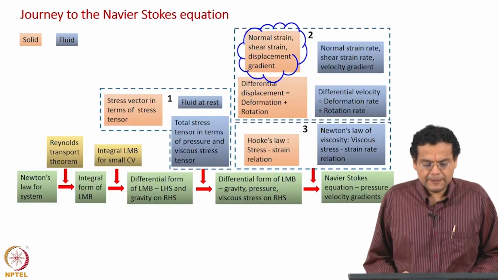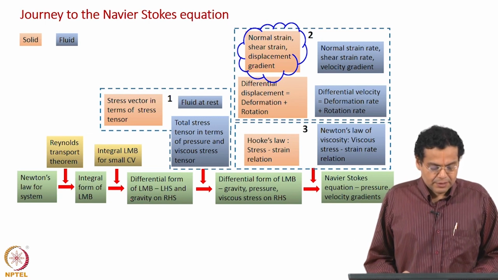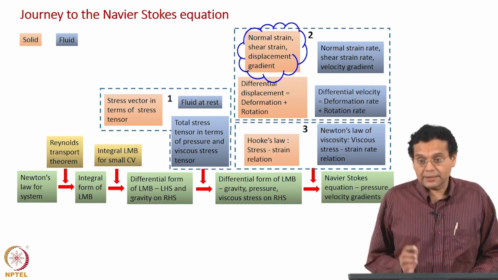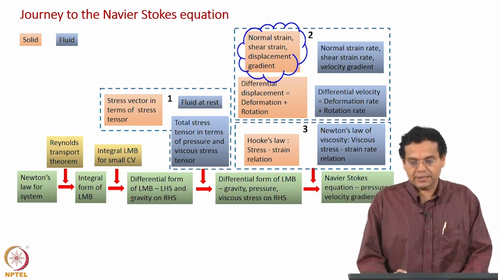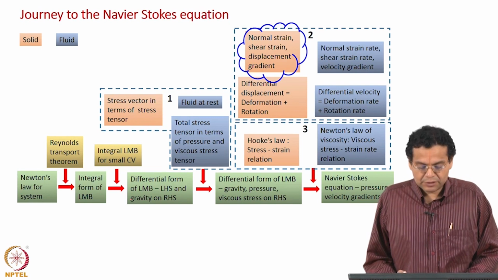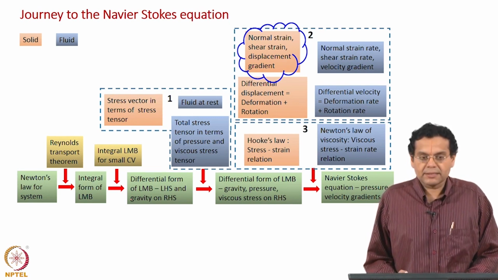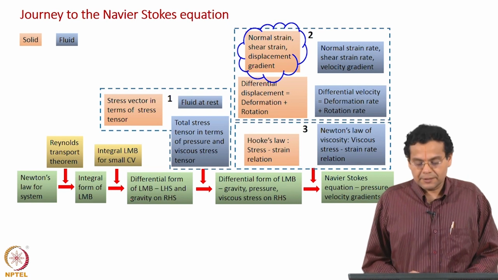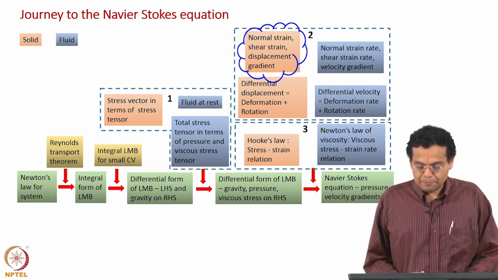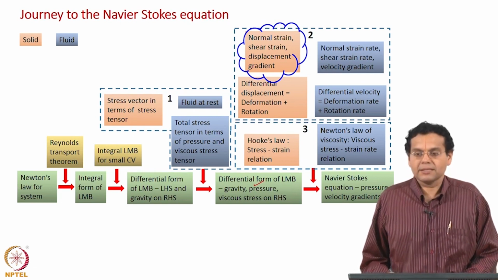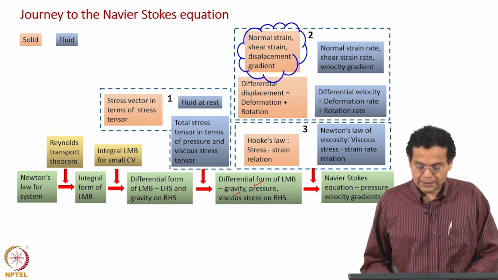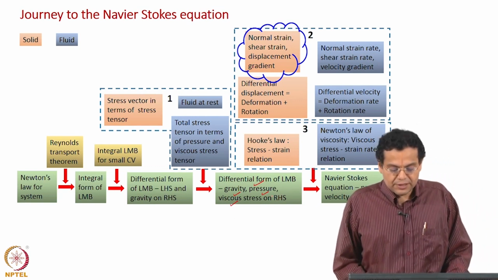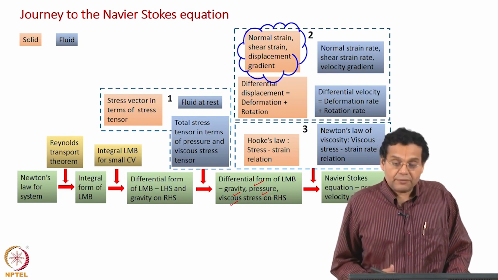In terms of our journey to the Navier-Stokes equation, we started with Newton's law, obtained the integral form of linear momentum balance, then obtained the differential form of linear momentum balance, with the left hand side, and gravity on the right hand side. To understand the surface forces on the right hand side, we took a diversion to solid mechanics, understood stress, came to fluids, understood total stress in terms of pressure and viscous stress, incorporated that on the right hand side, and derived the complete differential form of linear momentum balance. We had gravity, pressure, and viscous stress on the right hand side, but we are going to use this differential form of linear momentum balance to get velocity profiles.